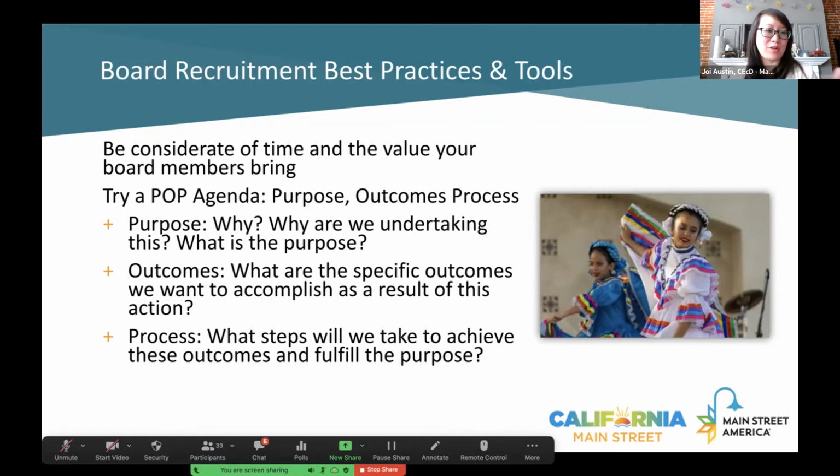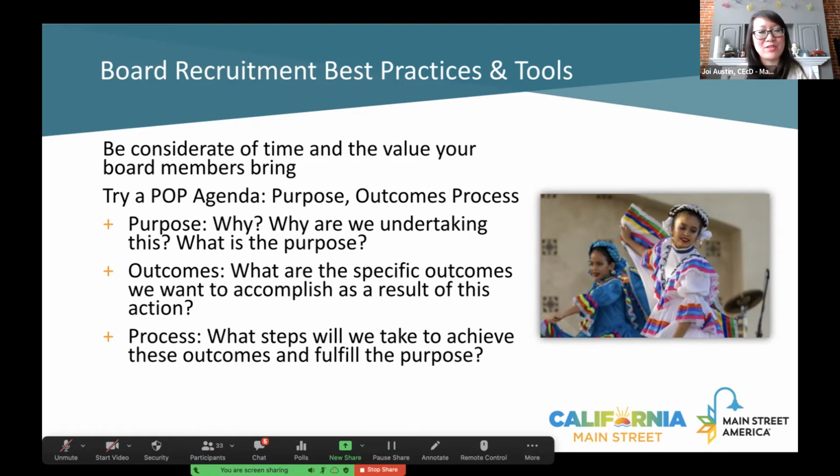So sort of knowing the purpose, why are we having this meeting? What are we actually doing in terms of taking this meeting on? What are the outcomes that we want to see, specific outcomes that we want to accomplish as a result? And then the process, what are the steps that we take to achieve these outcomes and fulfill that purpose?